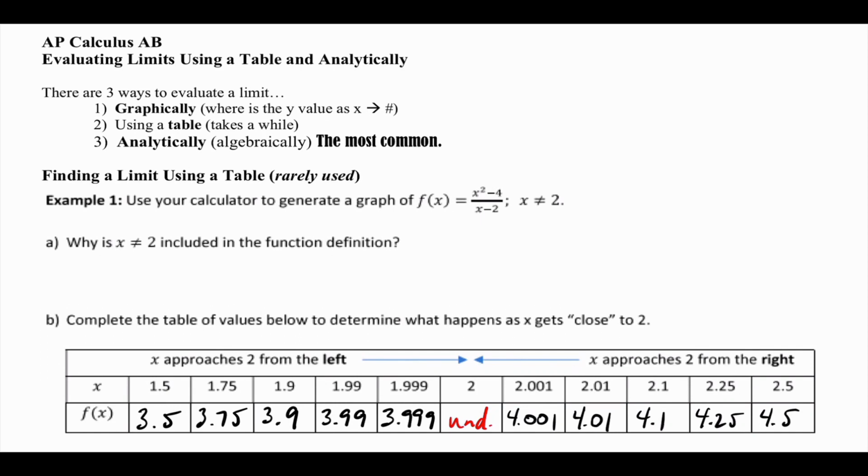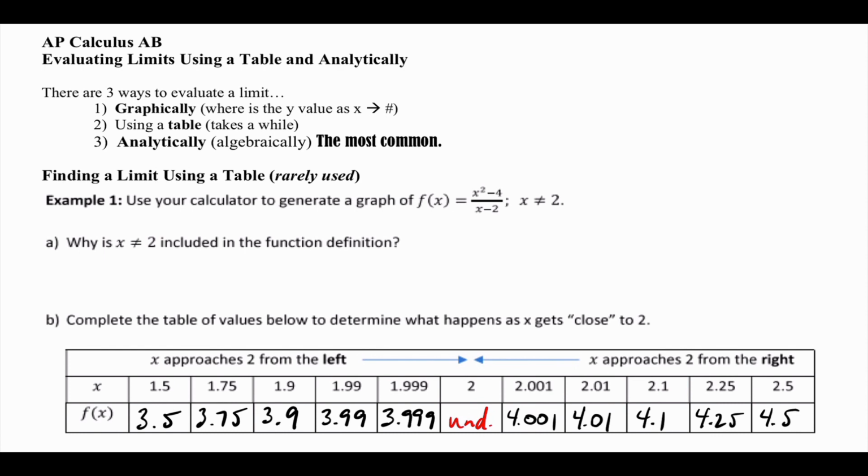So in order for a limit to exist, the left-sided limit, coming from the left side, has to equal the same y value coming from the right side, right? If there's a disconnect, there's no limit. But if these two meet at a y value, that's the limit. So that's the idea. So today we're going to do it the other two ways.